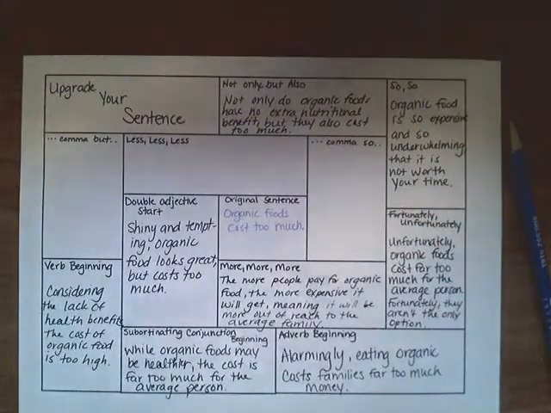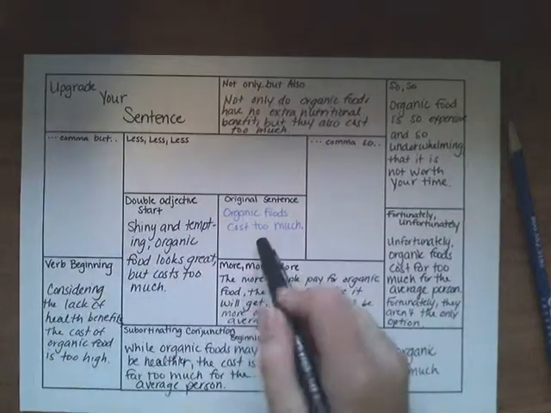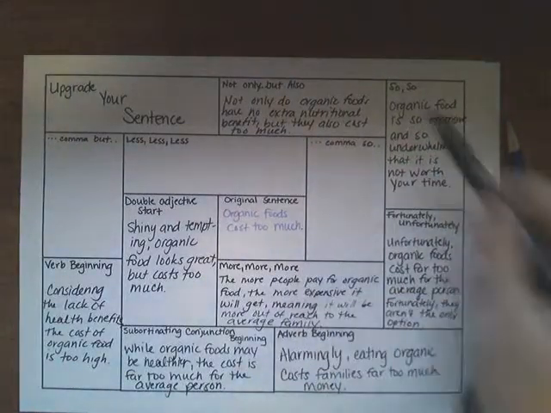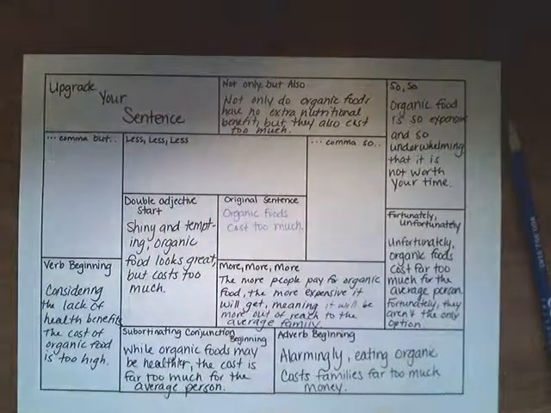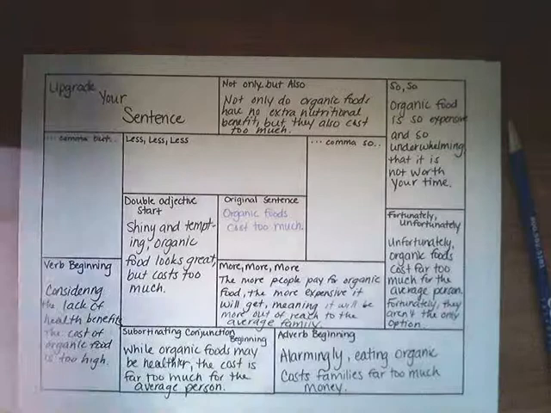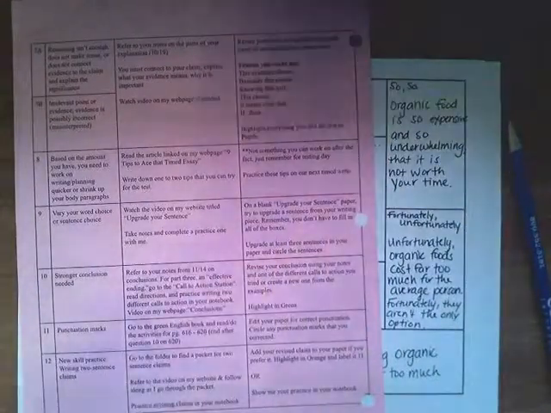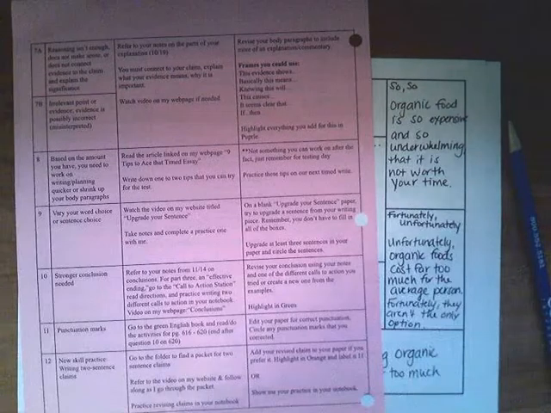At this point you're listening to me and you're probably saying, okay, these all sound the same. Well, yeah, I'm saying the same thing, but each one is unique in that I'm trying out a different sentence structure when I'm doing it. Okay? As you are doing these, you don't have to fill out every single one of the boxes, right? It says that right here. On a blank upgrade your sentence paper, try to upgrade a sentence from your writing piece. Remember, don't fill in all of the boxes.